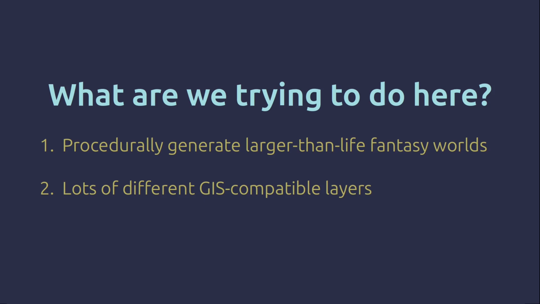Second, I want to be able to generate lots of layers to show the world through different lenses. One single map can't really show terrain and cities and political boundaries and everything else all at the same time, at least not without looking like a complete mess. So I want to be able to generate all of these layers at once for the same world so you can toggle them on and off in software like QGIS.